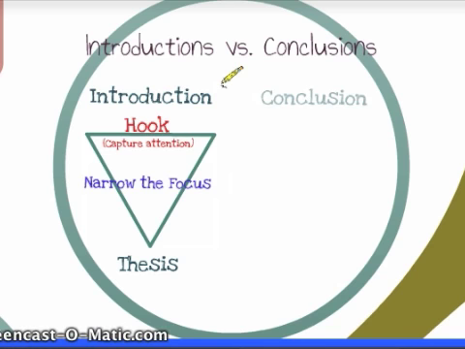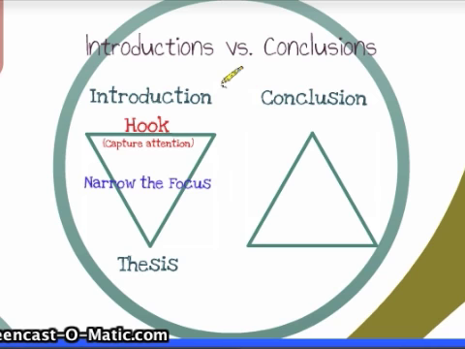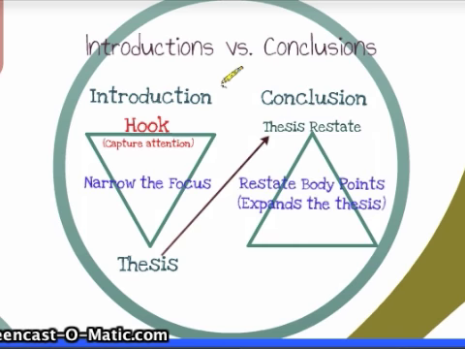Now, a conclusion is kind of the introduction in reverse order. You can take that triangle and flip it the other way so that the point is at the top, and that helps you to understand that you're starting with the thesis again, only you're going to restate it in new words. You don't want to just repeat it. The second part of a conclusion is kind of the opposite of the second part of an introduction. Rather than narrowing to get to the focus or the point of the essay, you're actually going to expand the thesis a little bit by reminding the reader of the points in each of the body paragraphs.